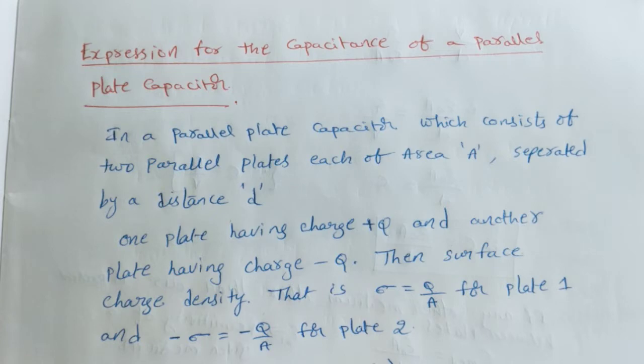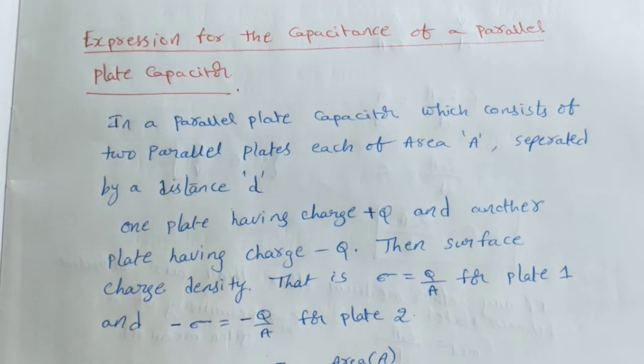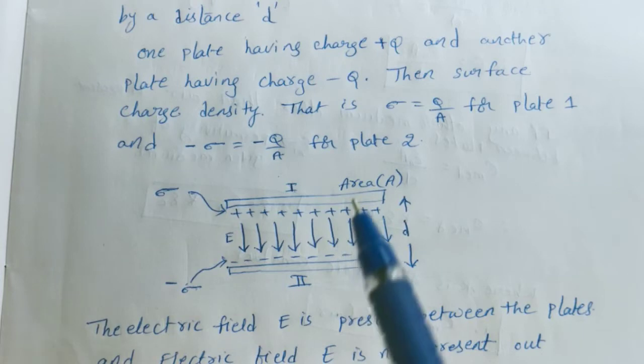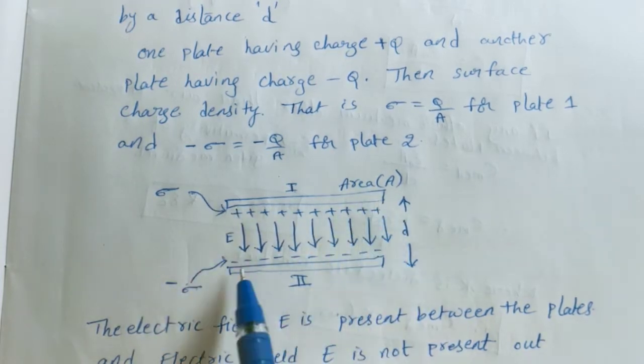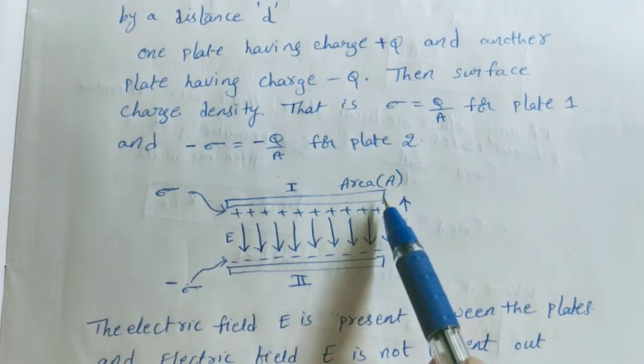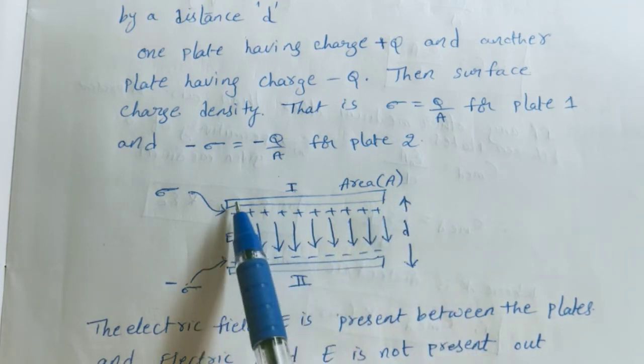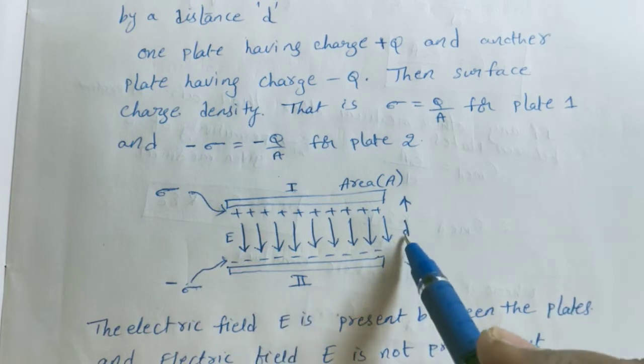When the charge plus Q is given to one of the plates, that plate has surface charge density plus sigma, and when we give a charge minus Q to the other plate, it has surface charge density minus sigma. Suppose I represent a parallel plate capacitor like this. This is one plate and this is another plate. These two plates have area capital A, and they are separated by a distance small d.